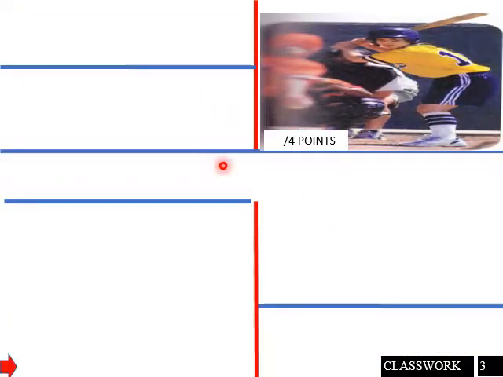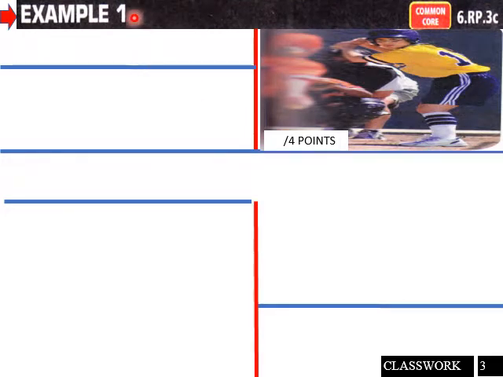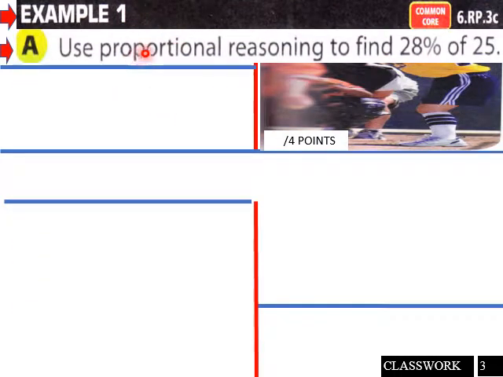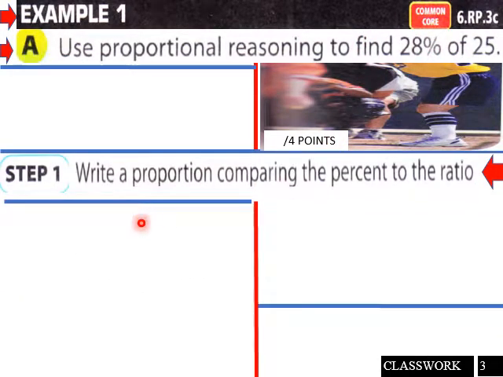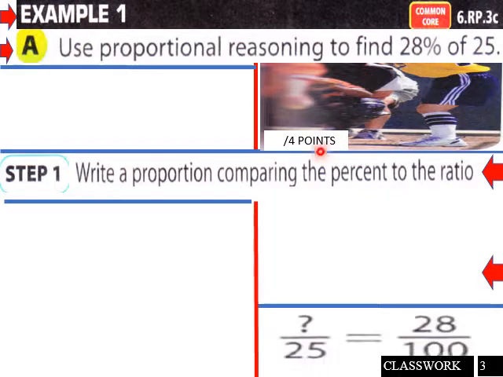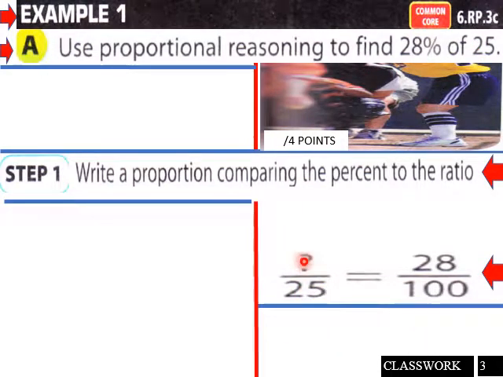Okay, let's go into an example here to show some of this. Example 1, use proportional reasoning to find 28% of 25. So step 1 here, write a proportion comparing the percent to the ratio. So we have a 28% here of 25. So to do that, we have a blank over 25 will equal 28 over 100. We know 28% as a fraction is the same thing as 28 over 100.